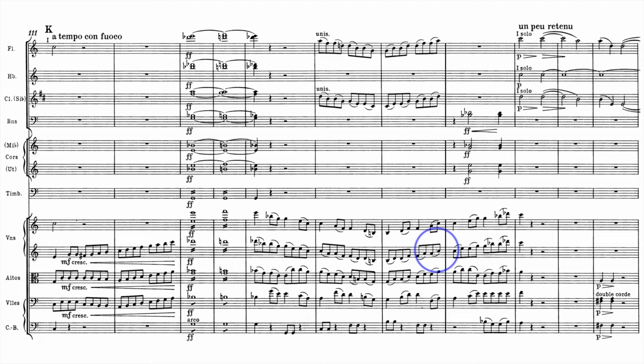And we have the same relationship going on between the cellos and the violas, down a third from the second violins. So the clarinets are basically just supporting what's going on in that line. And then what's interesting here is the flutes are providing the harmonization.